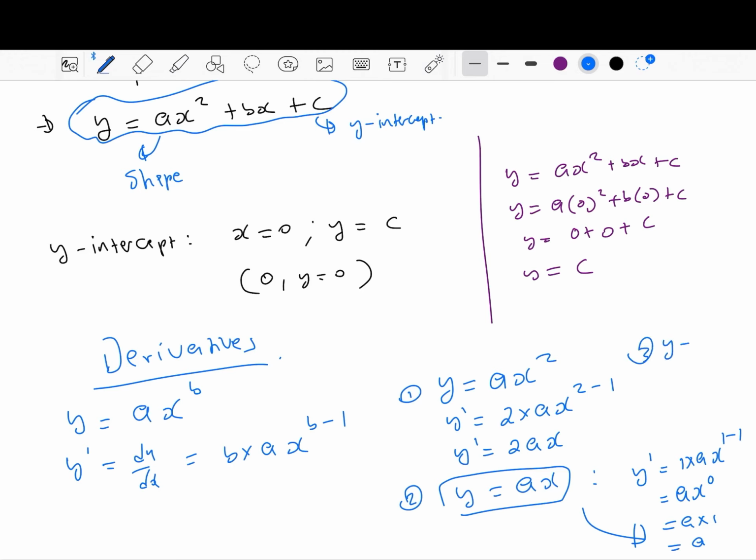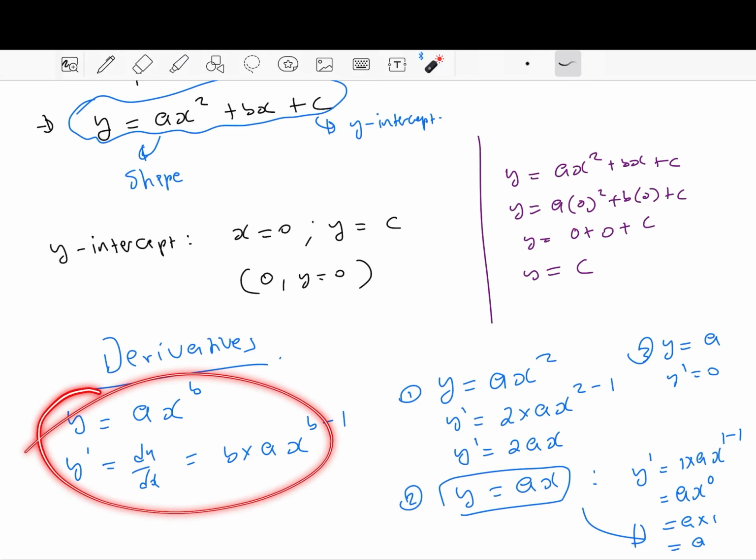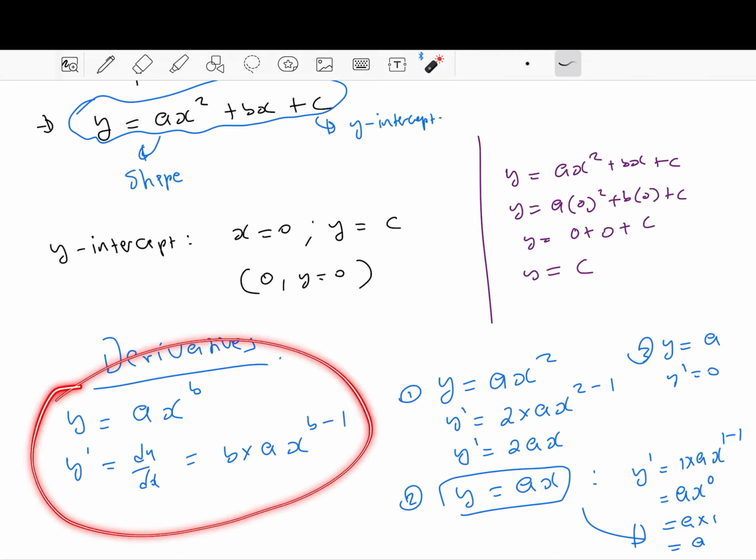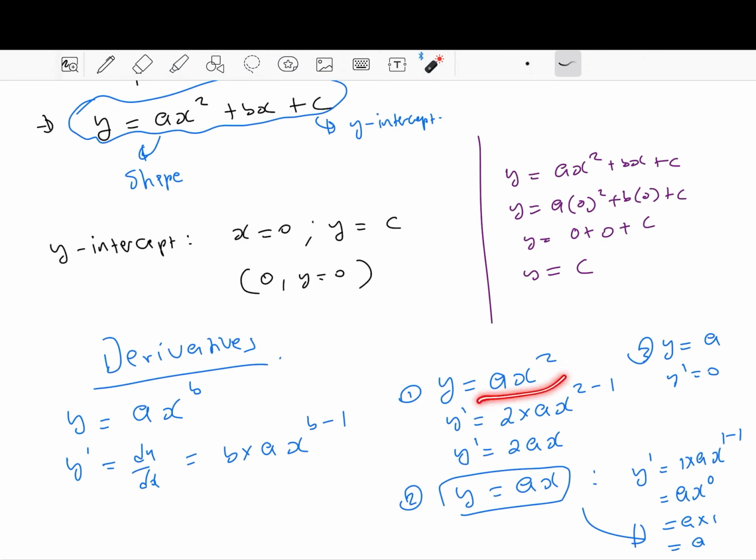Last thing, the derivative of a. A is a constant again. So since it's a constant, the derivative of a constant is equal to 0. Two things that you need. So what you have to learn here: you've learned what a derivative is, just a general equation of a derivative, and then you know the derivative of x squared is just 2ax, the derivative of ax is just a, and the derivative of a constant is 0.